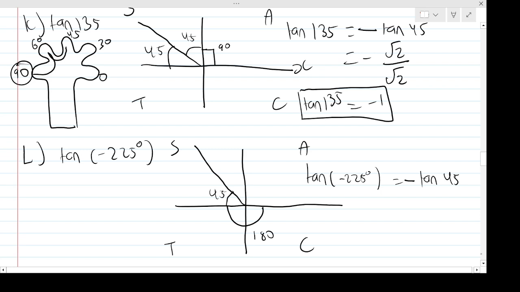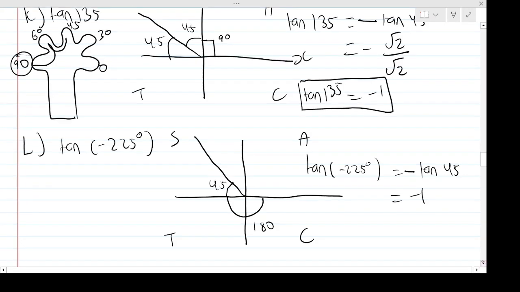So there we are. Well, actually, we already worked out tan minus 45, and that turned out to be minus 1, okay? I'll leave you to do that by yourself. But yeah, we can use the exact same method we did before. So we get minus 1 as well. So therefore, tan of minus 225 also gets us minus 1. Cool.